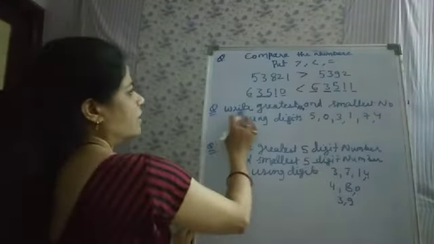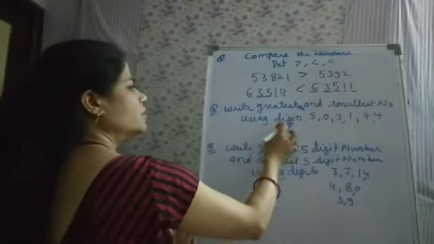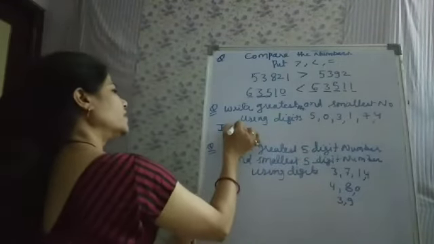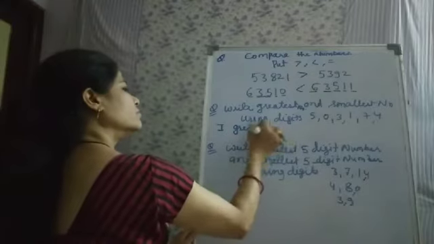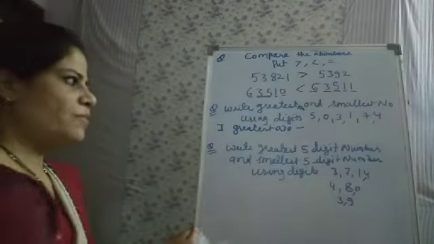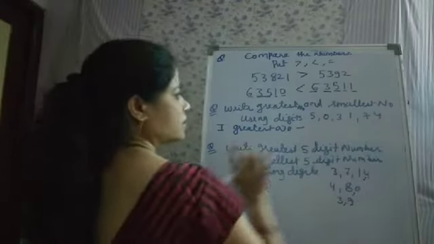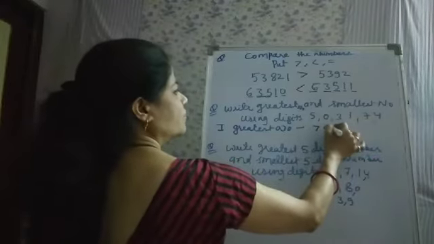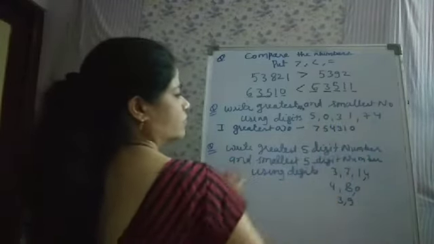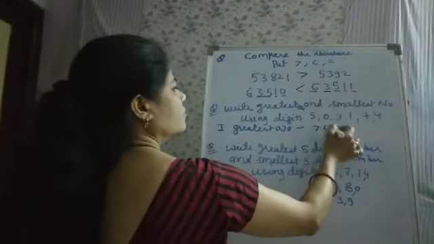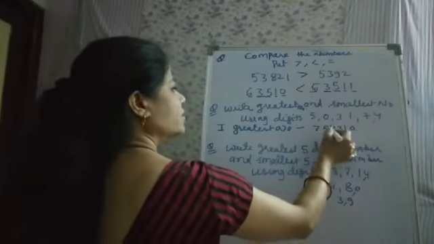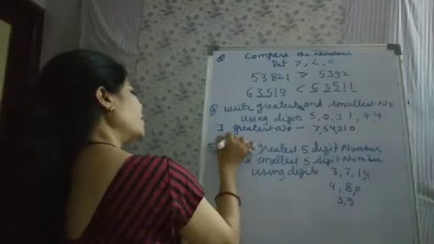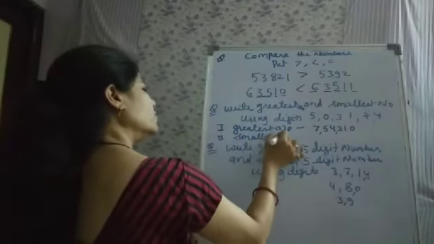Next question is, write greatest number and smallest number using digits 5, 0, 3, 1, 7, 4. So first we will write the greatest number. Okay. So to write greatest number, we will choose the greatest digits among all these digits. So the greatest digit is 7. So write 7. Then write 5. Then 4, 3, 1 and 0. Okay. So the greatest number formed by given digit is 7,54,310.